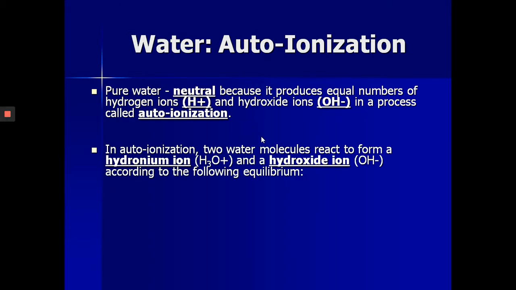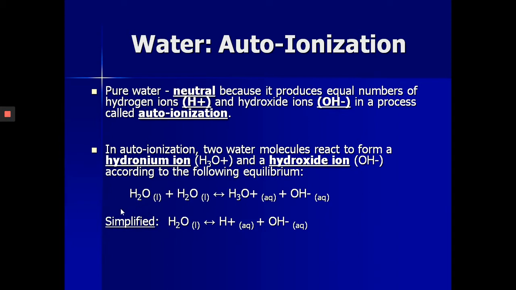In autoionization, 2 water molecules react to form a hydronium ion, which is H3O+, and a hydroxide ion. And here is the chemical equation for that. When 2 water molecules combine together, one of the hydrogens is transferred from one water molecule to another, which makes H3O+ and OH-. If you simplify this, it basically becomes water splitting into hydrogen and hydroxide.